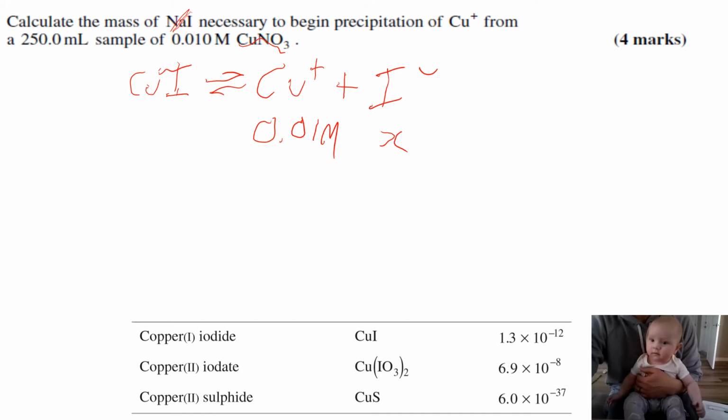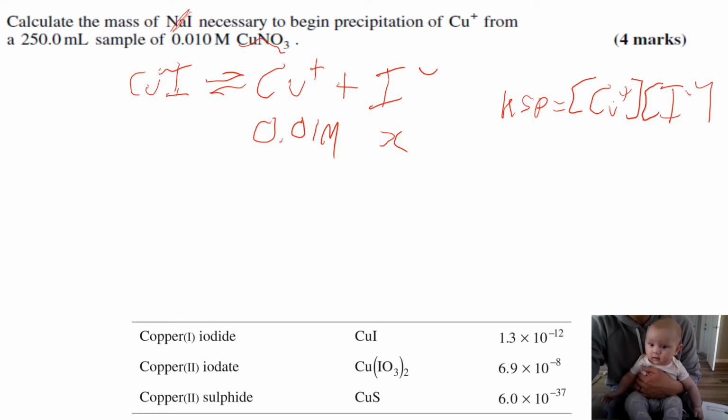So first thing we're going to do is write a KSP expression. KSP equals Cu plus times I minus. I did it. There we go. Now, we're going to use our table right here and look up copper 1 iodide, and that's going to be our KSP.